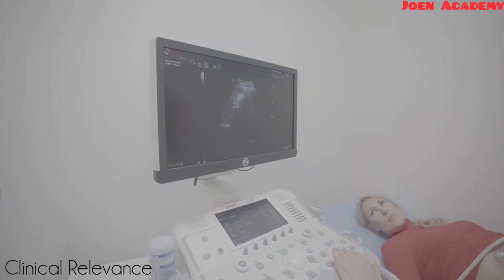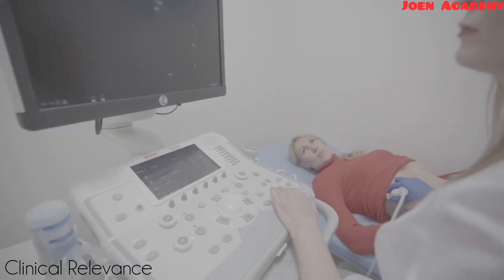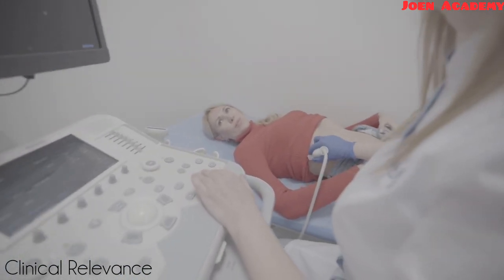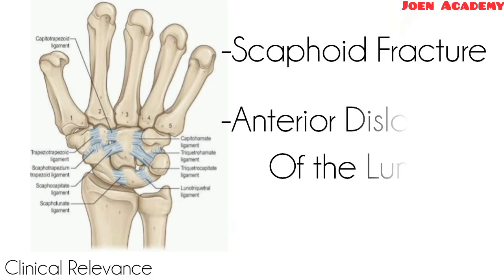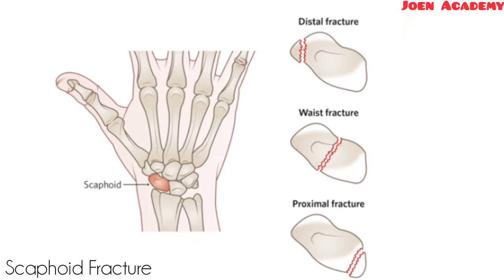Let's have a look at the clinical relevance of the wrist joint as well as the carpal tunnel. The clinical relevance peculiar to the wrist joint is scaphoid fracture, anterior dislocation of the lunate, and Colles fracture. In the fracture of the scaphoid bone, the characteristic clinical feature is pain and tenderness in the anatomical snuff box.